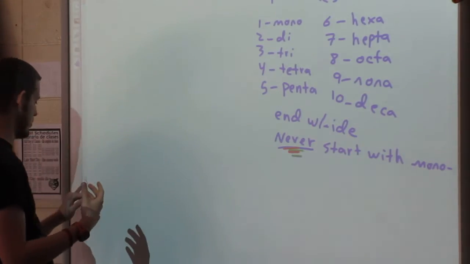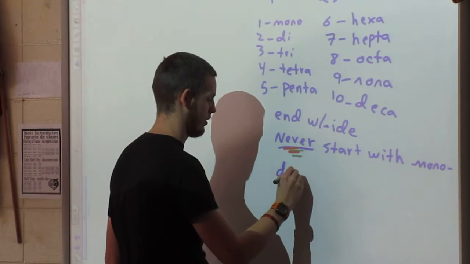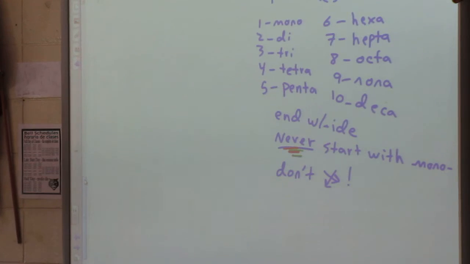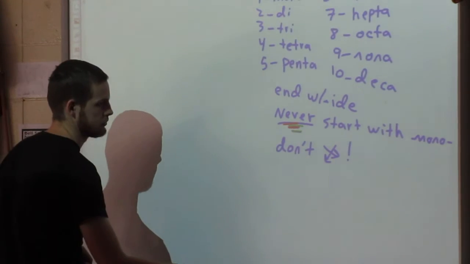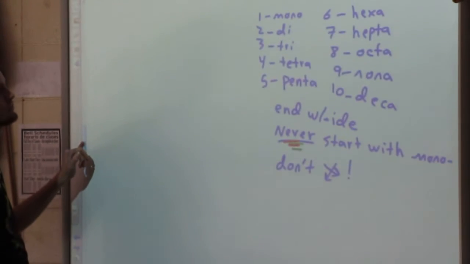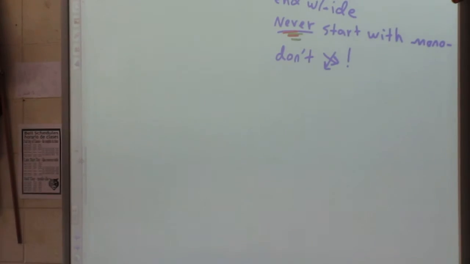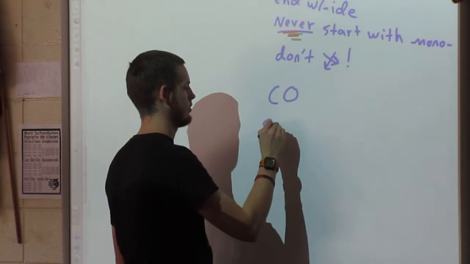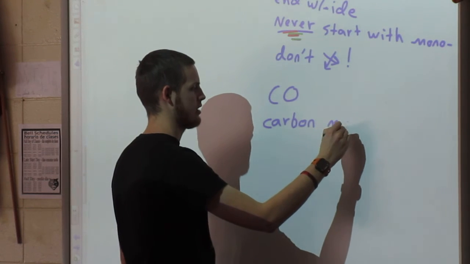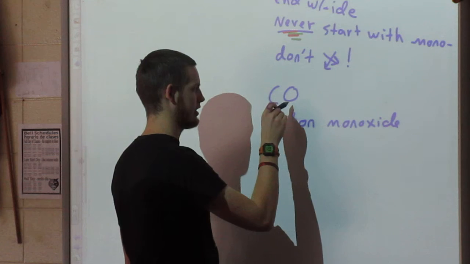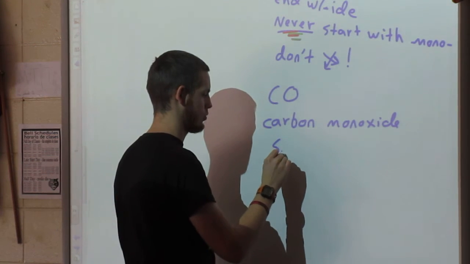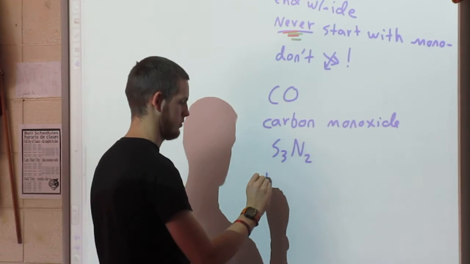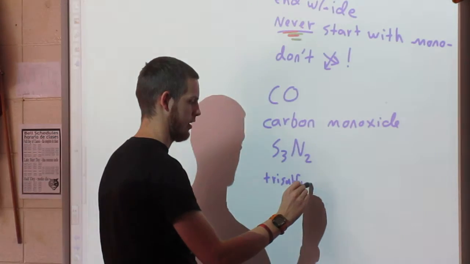And again, these went really, really well. You know what? I'm going to write that down. You don't crisscross. So, example, like CO, is carbon monoxide. That's not cobalt, because that's capital. It is capital. If you have S3N2, what would that be? Trisulfur. Good. Dinitride.